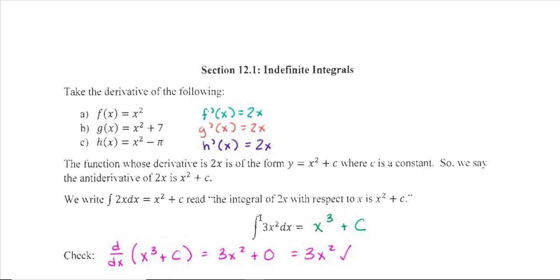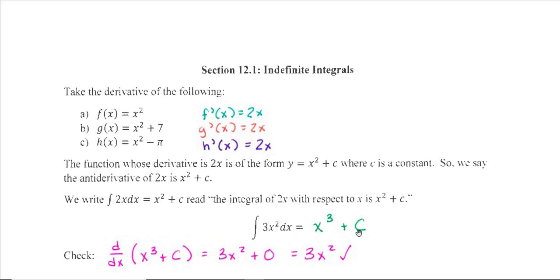So let's look at this example right here, the integral of 3x squared dx. We're asking ourselves, whose derivative is 3x squared? Well, the function whose derivative is 3x squared is x cubed, but we need this plus c. That's called the constant of integration, because it's not just x cubed whose derivative is 3x squared, it's x cubed plus or minus any real number, plus any constant, because the derivative of a constant is 0.